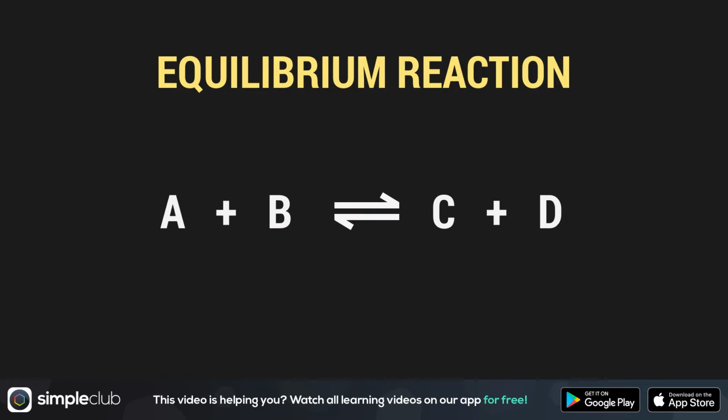First of all, let's take a very general formula for an equilibrium reaction. The reactants A and B react to form the products C and D, and, at the same time, C and D react back into A and B. The forward and reverse reactions are shown here by the equilibrium arrow. So far, it's pretty straightforward, isn't it? Then, let's carry on and dig a little deeper.